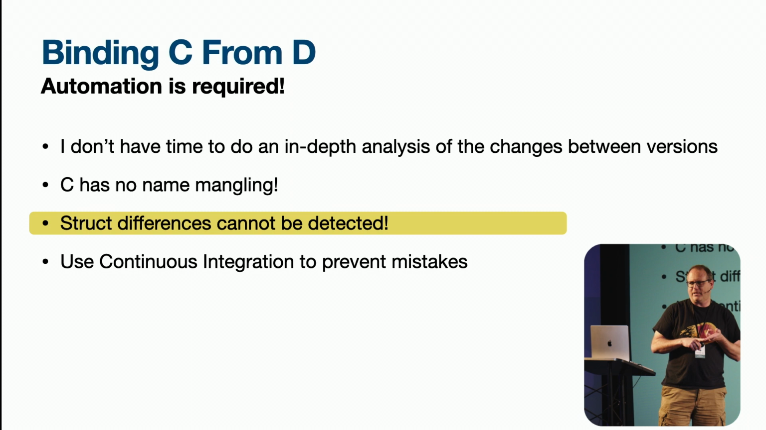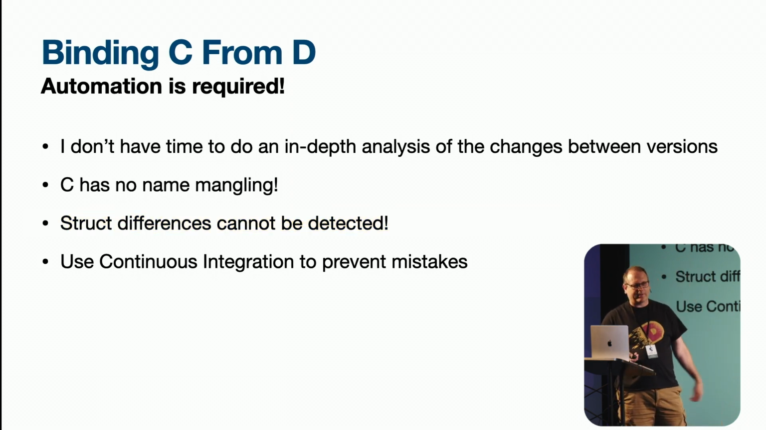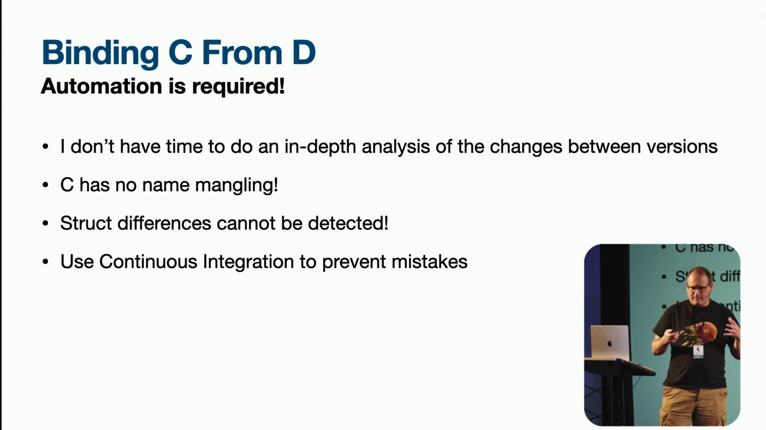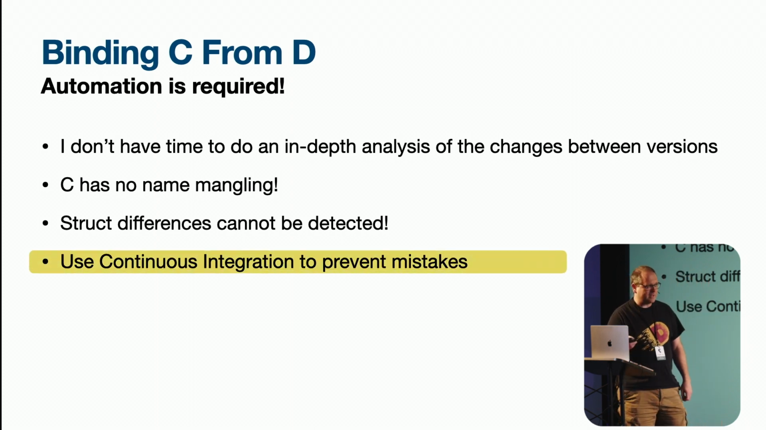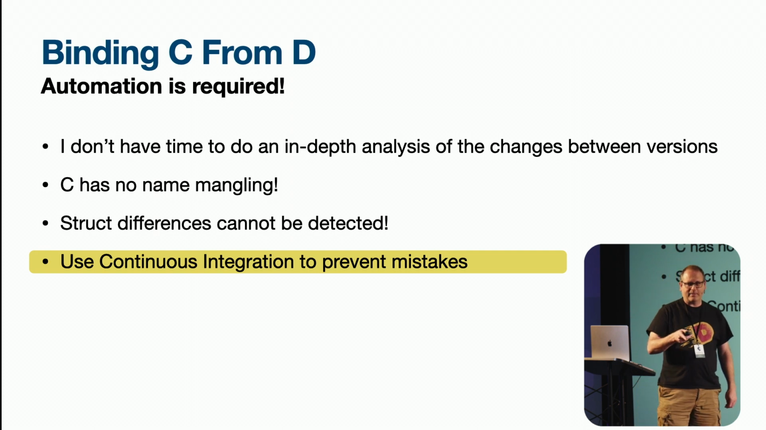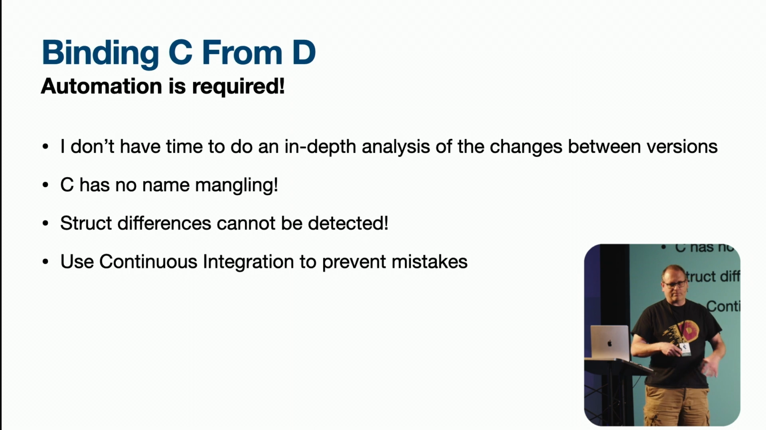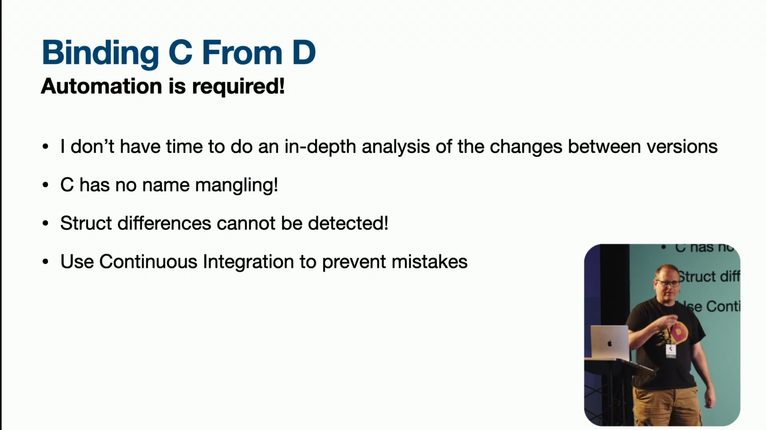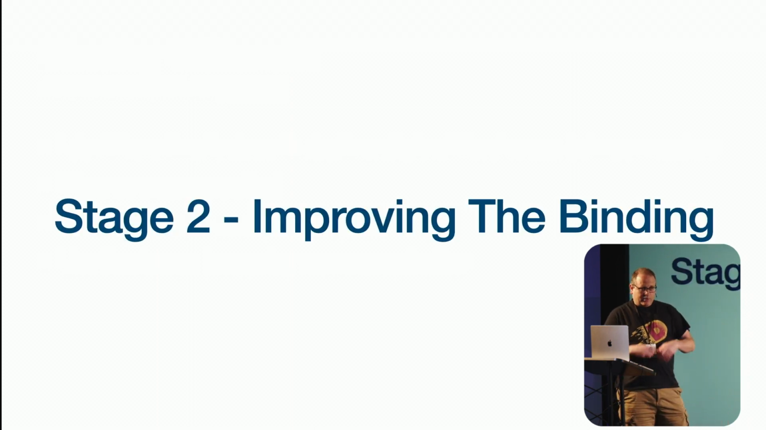I think this is the same thing for D anyways. D doesn't mangle the struct contents as part of the function, but automation is just required because you're not going to deal with all these little nuances. Using continuous integration, which I would like to do in raylib-d, is a great way to fix this, because once you've changed something, your continuous integration builds and tests everything. You have some nice tests in there. So we've gotten that far.